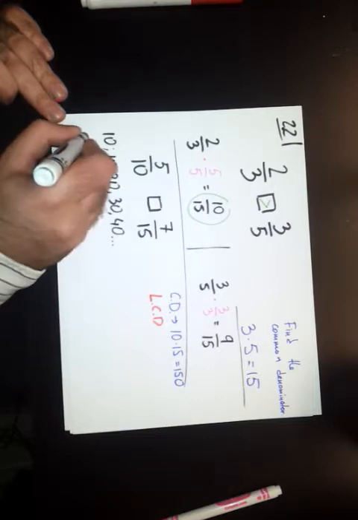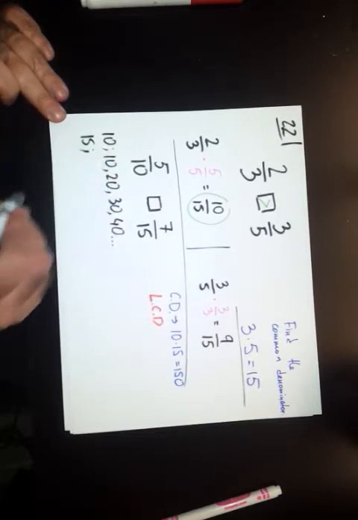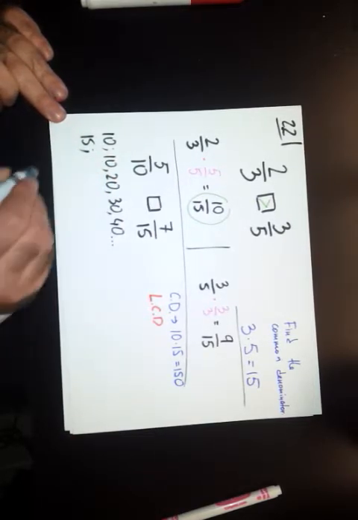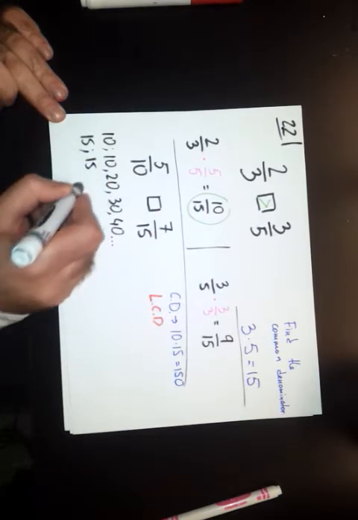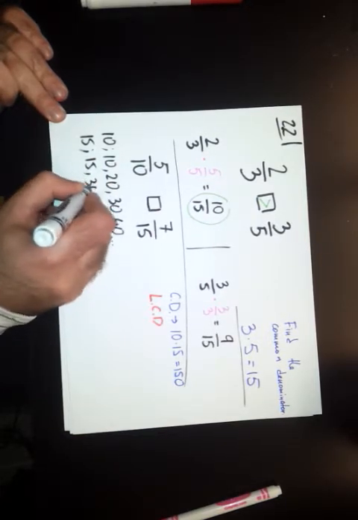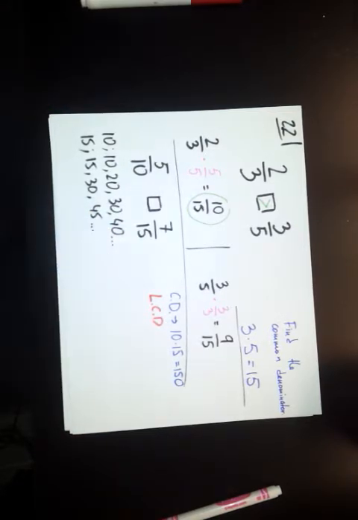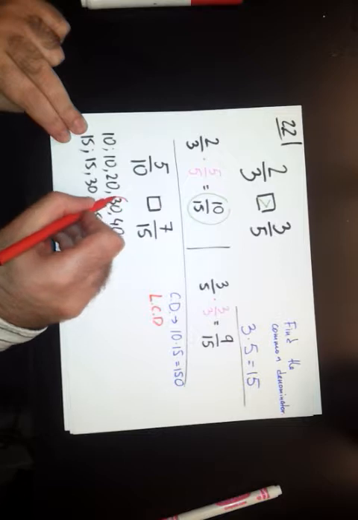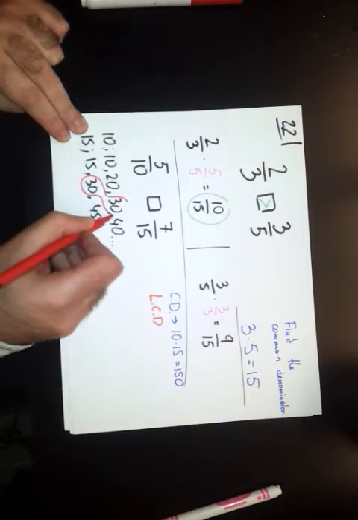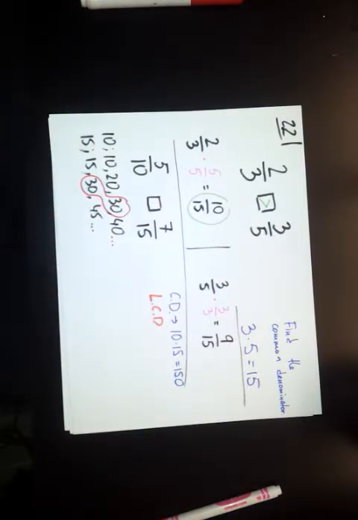Then I'm going to do the same thing for 15. I'm going to list all the multiples for 15. Obviously 15 itself, 1 times 15. Then 30, 2 times 15. Then 45. I'm going to stop here because I found what I needed to look for. And what I was looking for was this: a number that they have in common.